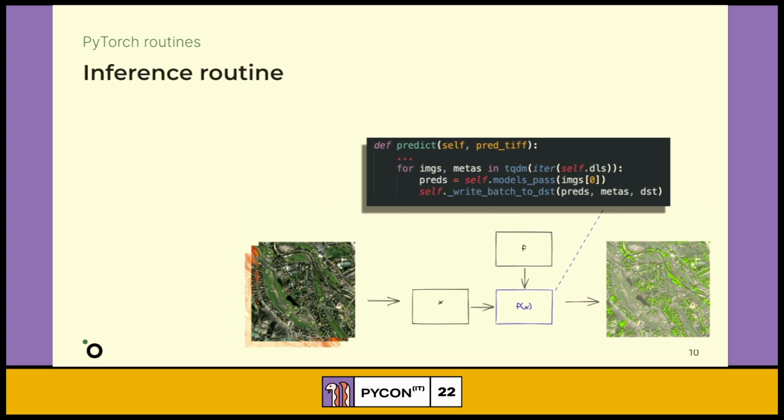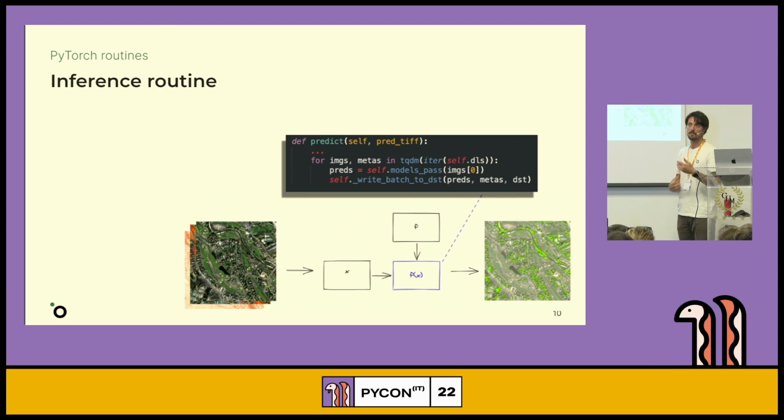The inference routine. So how do we put these things together? The only thing that we care about right now is how we iterate over the bits of the satellite image, load them, run them through the model, the forward pass of the model, and then save these outputs to our output.